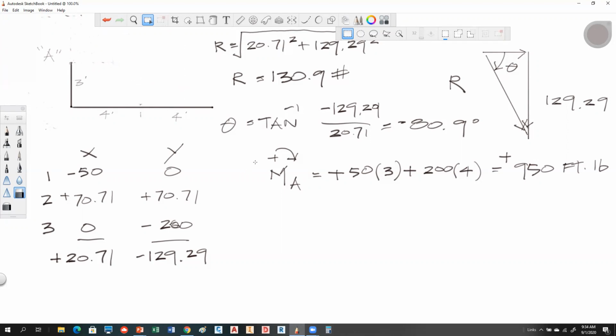Okay, so now comes kind of the hard part. So we know that this vector is 130.9 pounds, and we know its direction. So if I drew that vector, I can tell you that that vector is somewhere over here. It's doing something like this.